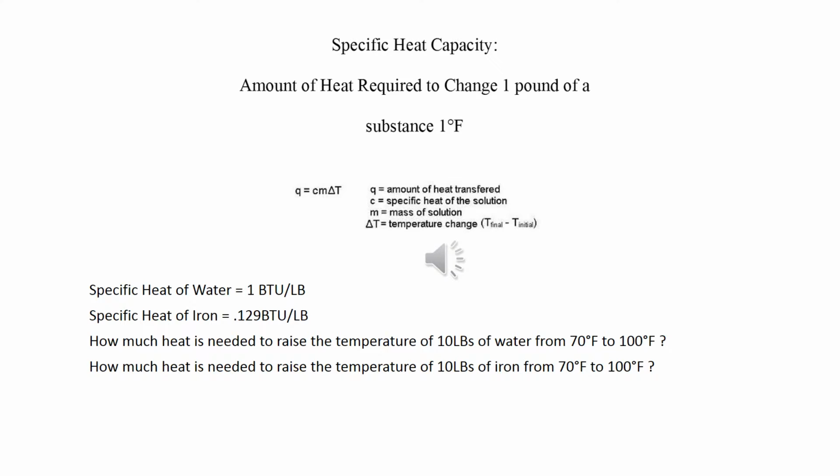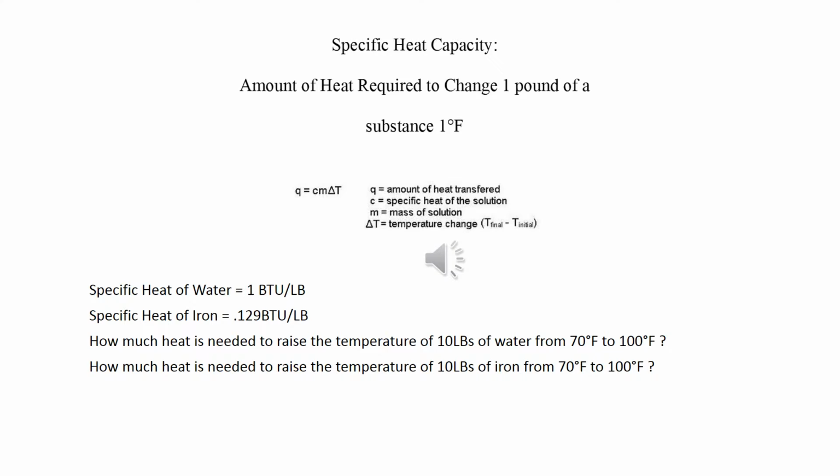The specific heat of iron is 0.129 BTUs per pound. To change the temperature of iron 1 degree Fahrenheit, you only need 0.129 BTUs per pound. If you notice in the formula, there is a triangle and a T. We call that a delta T. What delta T means is it's the difference in temperature.